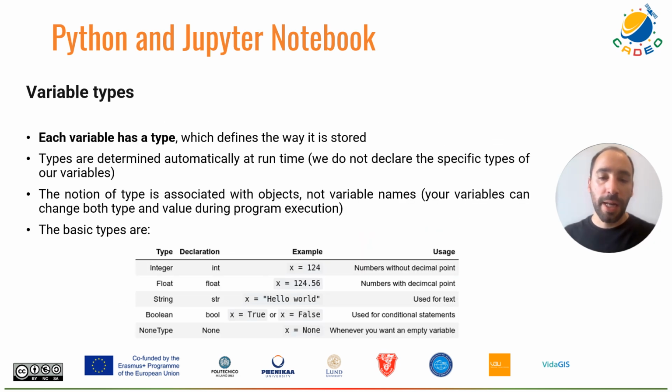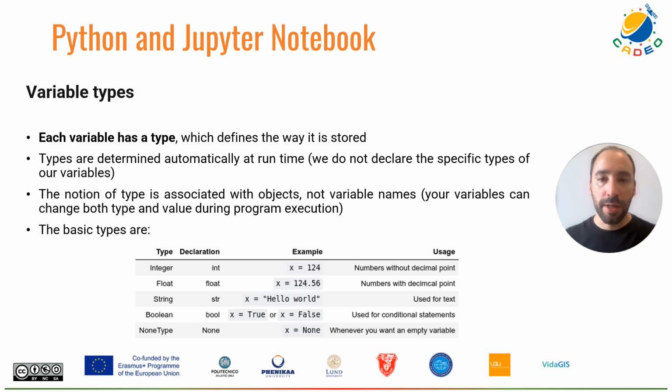In many programming languages, and in Python too, each variable has a type. This type defines how the variable is stored and how it can be used. In some languages, you don't need to specify the type of the variable when you write your code. Instead, the type is determined automatically at runtime.